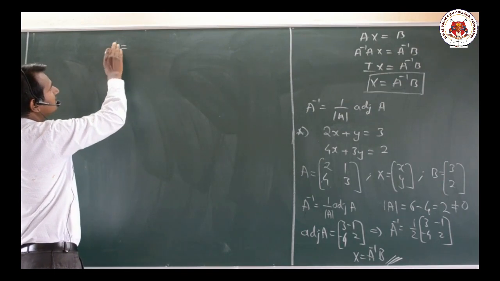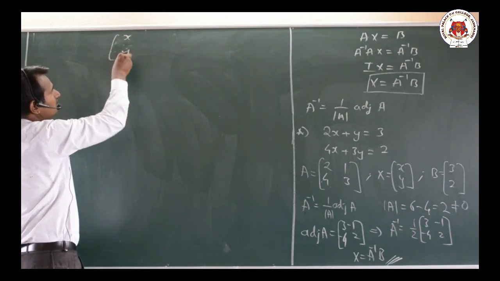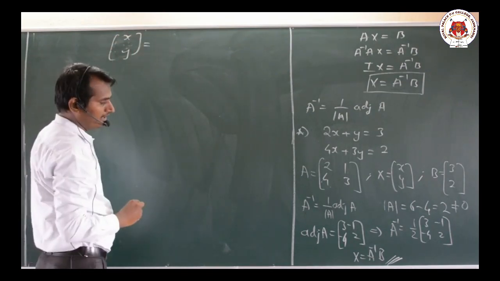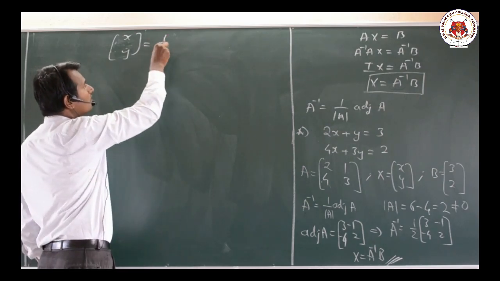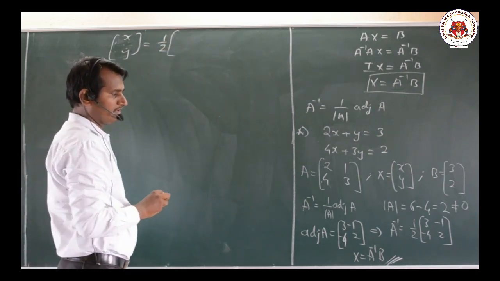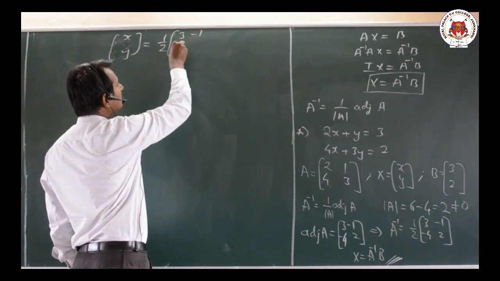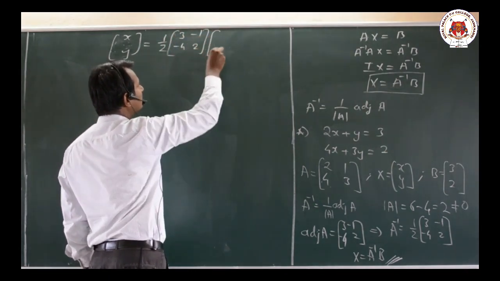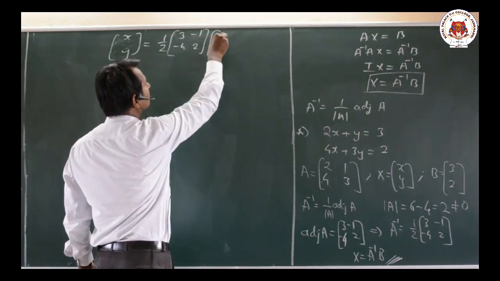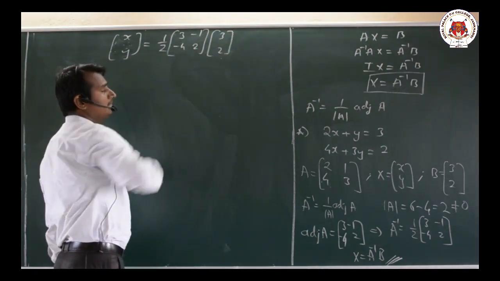Now here x equal to, what do we have as x? X means here the matrix xy, which is equal to A inverse. What is the A inverse value? 1 by 2 into adjoint of A, that is nothing but here 3 minus 1 minus 4 2, as well as the matrix B. Matrix B is nothing but here 3 2. Now we shall multiply these two matrices.